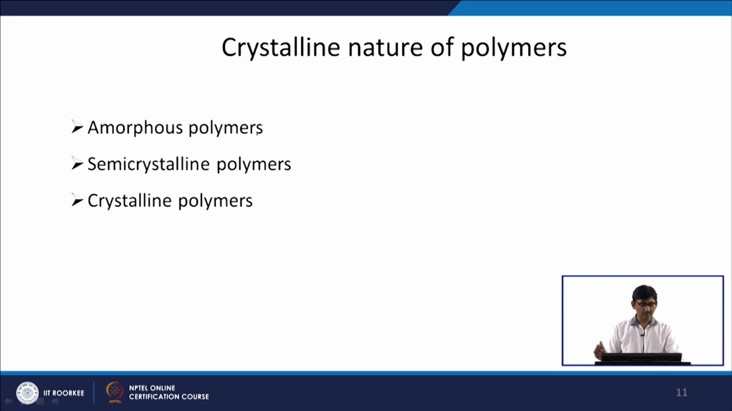Then there can be semi-crystalline or crystalline polymers. In this case, the atoms are arranged in a particular manner. You can have a repeated arrangement of atoms, and you can do some XRD analysis to find out the crystallinity in the polymers. So, it is possible to have a crystalline nature of polymer, that means there will be some repeated arrangement of atoms in the polymer.